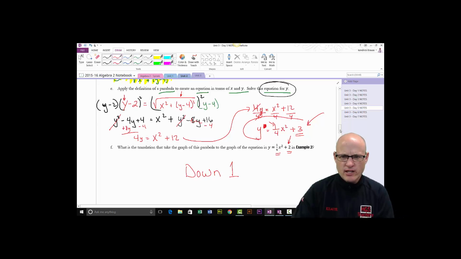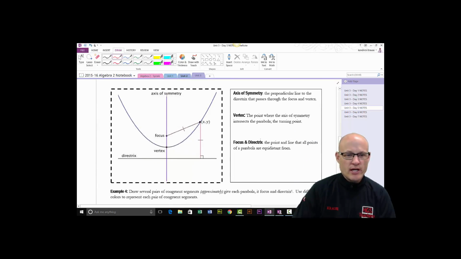Alrighty, moving on. What's going on in the next line? So this kind of gives you an idea of what's going on. This point here is called the focus. And let's come back to it. We got the vertex. We know what the vertex is. Well, maybe I should start with the axis of symmetry. The axis of symmetry is the equation of the line perpendicular to the directrix that passes through the focus and the vertex. Well, the vertex is where the axis of symmetry intersects the parabola. We also call it the turning point. It's where it turns up and down.